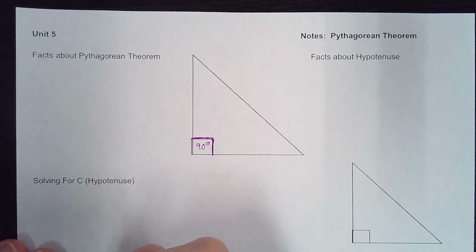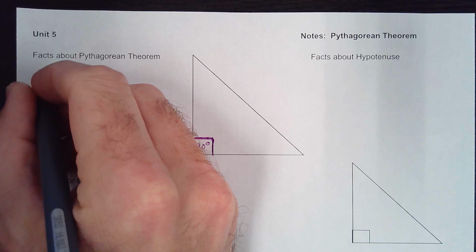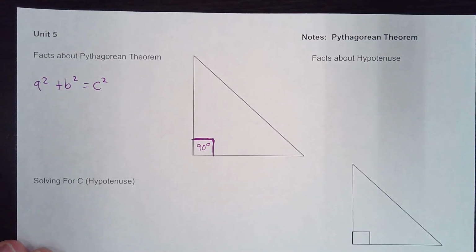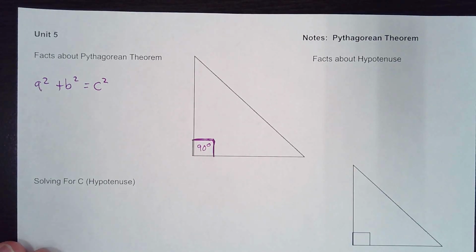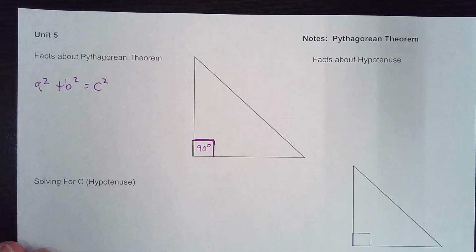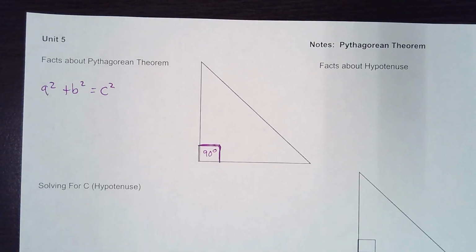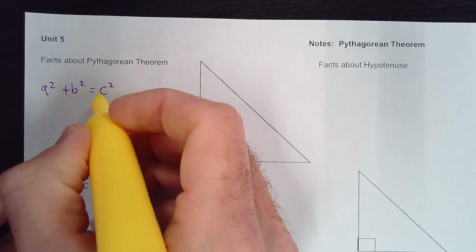Then what is Pythagorean Theorem? This is an equation that we have to memorize. So it's going to be a squared plus b squared equals c squared. A squared plus b squared equals c squared. Now the only side that matters, if we get the right one, is the C.